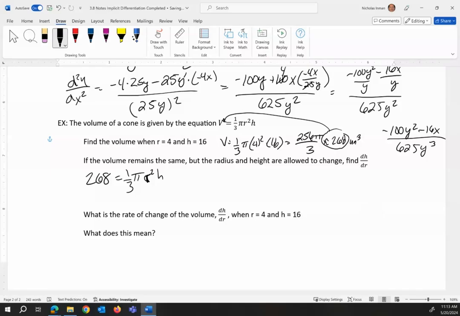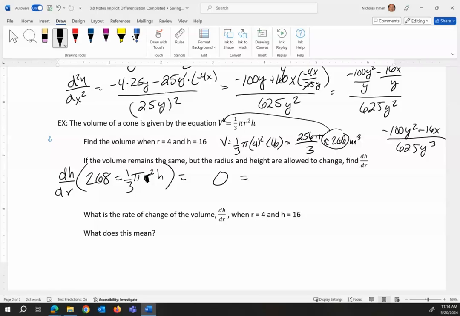Find dH/dr. So take the derivative of your height with respect to r. The derivative of a constant is always going to be 0. But the derivative of this thing with respect to r is like dy/dx. R is the variable, it's kind of like my x. H is more like my y.